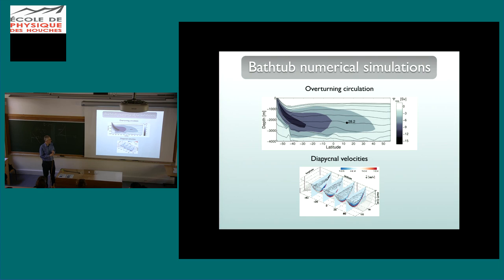Is this boundary upwelling symmetric on the west boundary and east boundary? Yes, because I set up a symmetric system, so I don't break any symmetry. But I can break it if I change the slope on one side versus the other, or if I make the buoyancy flux larger on one side versus the other.